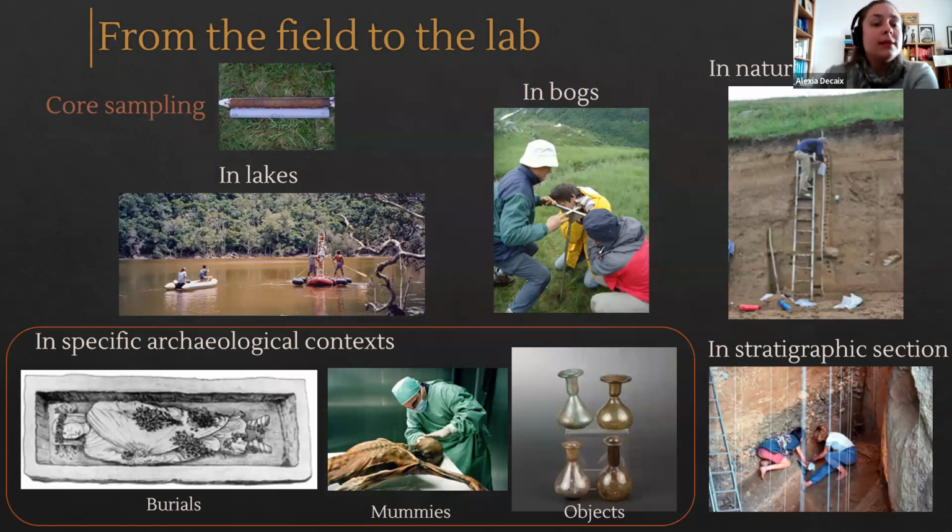So to illustrate, samples can be collected in specific environments where the chance to have pollen preserved in the core is higher. These include lakes, bogs, and natural sequences. And to answer specific questions, samples can also be collected in situ, directly in the archaeological deposits, like burials or mummies to investigate, for example, plant offerings, or directly in stratigraphic sections.